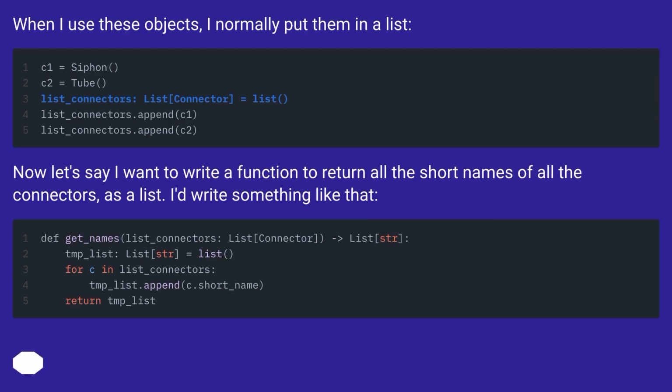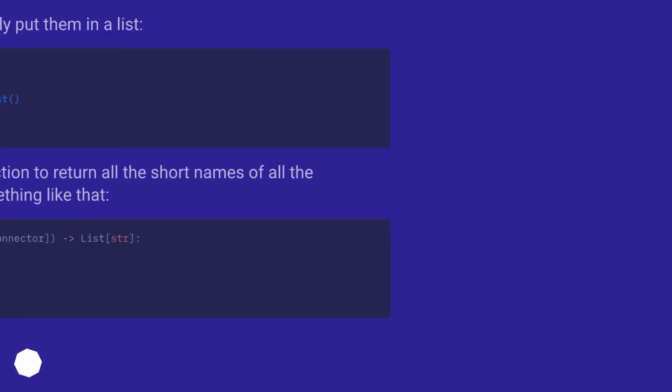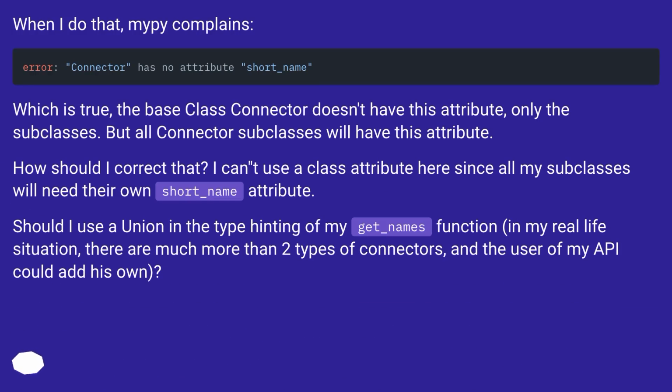When I use these objects, I normally put them in a list. Now let's say I want to write a function to return all the short names of all the connectors, as a list. I'd write something like that. When I do that, mypy complains. Which is true, the base class connector doesn't have this attribute, only the subclasses.